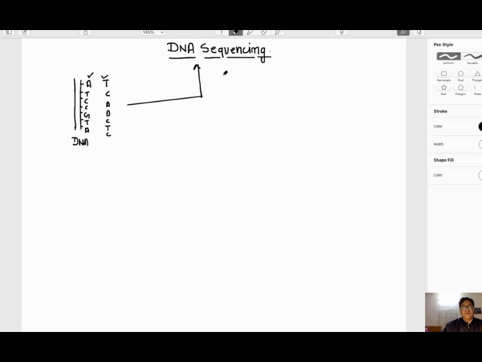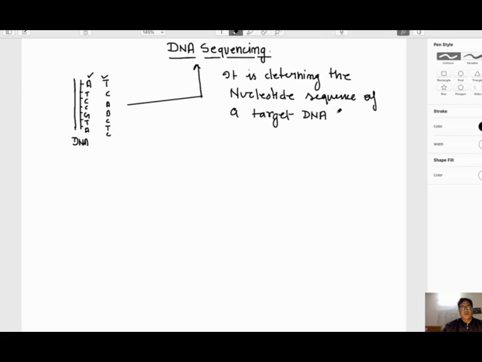So DNA sequencing is determining the nucleotide sequence of a given DNA molecule, of a target DNA molecule.